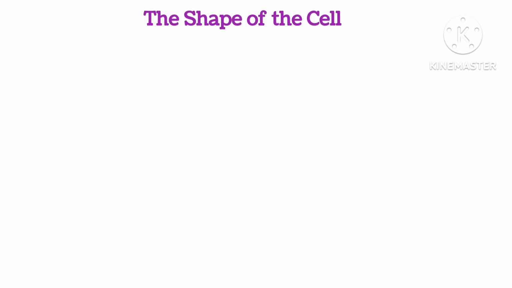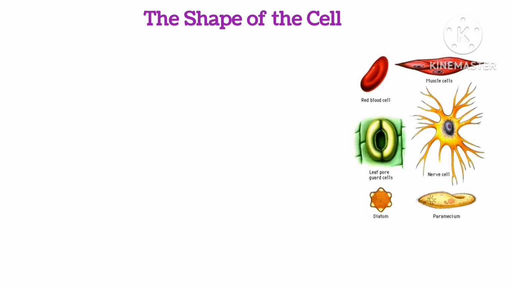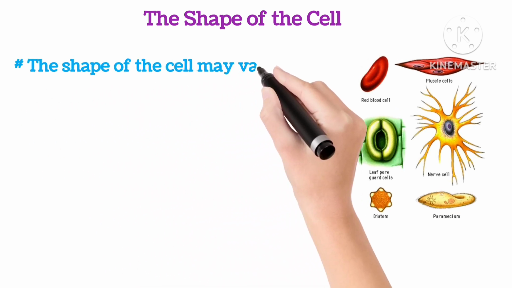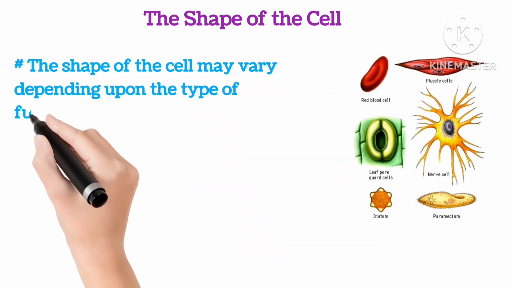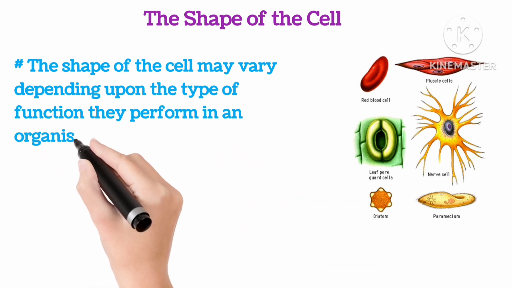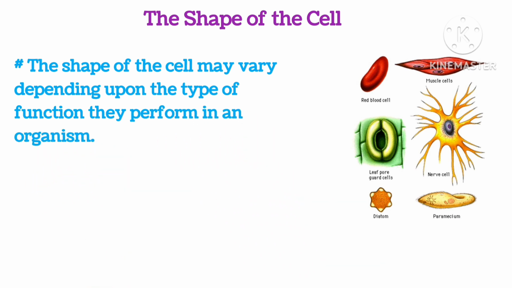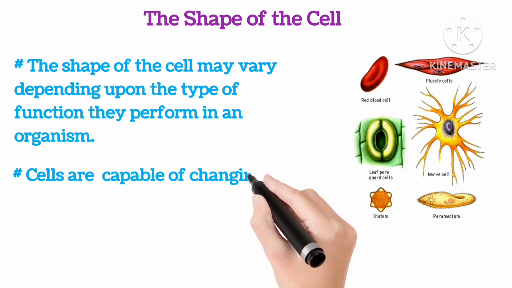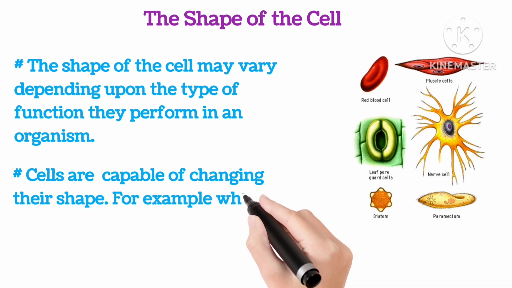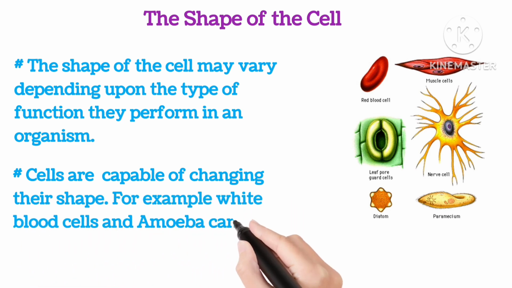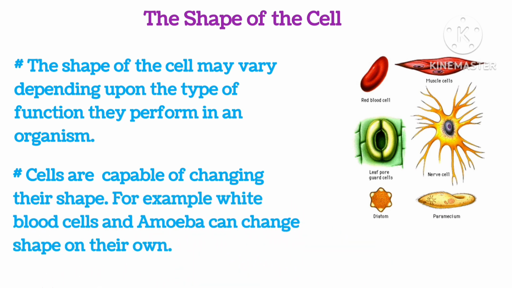The shape of the cell. The shape of the cell may vary depending upon the type of function they perform in an organism. Cells are capable of changing their shape. For example, white blood cells and amoeba can change shape on their own.